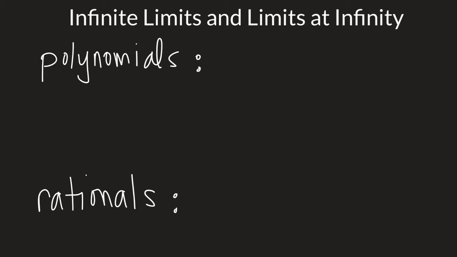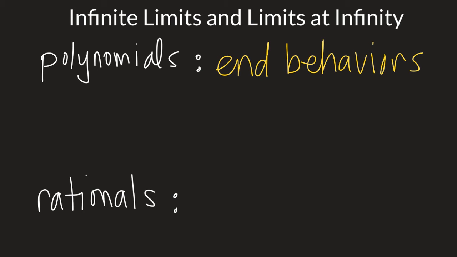So when we're talking about infinite limits and limits at infinity, there are some things about polynomials and rationals that you need to remember. Basically, the two functions we're talking about almost always are either polynomial functions or rational functions. So for polynomials, we're talking about end behaviors. What is going on with the graph as x approaches positive infinity to the right or negative infinity to the left?